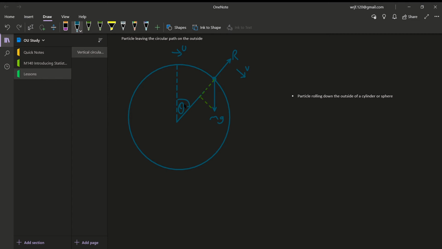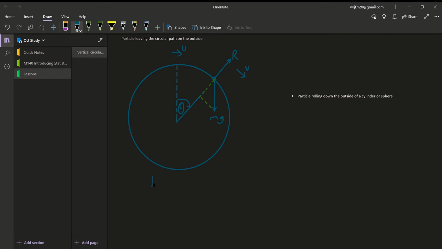As with all of the vertical circular motion cases, we can deal with this as a change of energy to begin with. Notice now that what we've got is a normal reaction force, so perpendicular to the surface, because the particle is on the outside surface. We've got a normal reaction pointing out away from the centre of the circle. That's a thing to notice, but we'll look at the forces in a moment. Let's just do the energy thing.